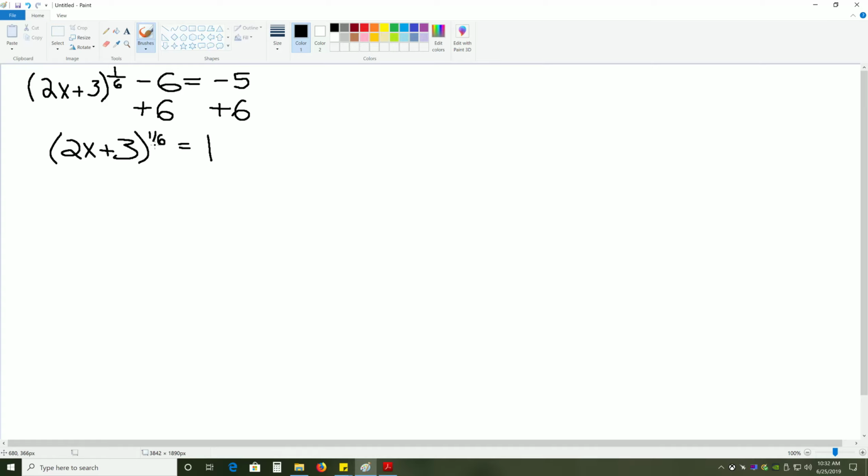Now remember, if this problem were 2x plus 3 squared equals 1, then the way we would get rid of the square is by taking the square root of each side of the equation. But what does that square root mean? Remember when we talked about rational exponents, a square root is the same thing as the 1/2 power. We're raising each side of the equation to the 1/2 power.